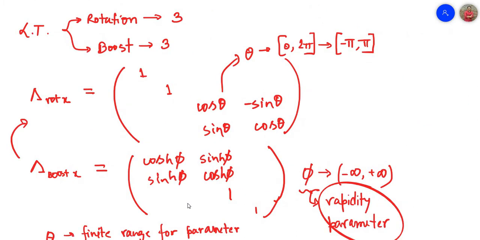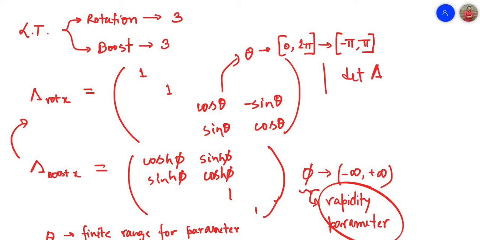This is a valid representation because after a Lorentz transformation, I would still want it to be considered as a coordinate transformation because I don't want the units of measurement to change because of changing a reference frame.